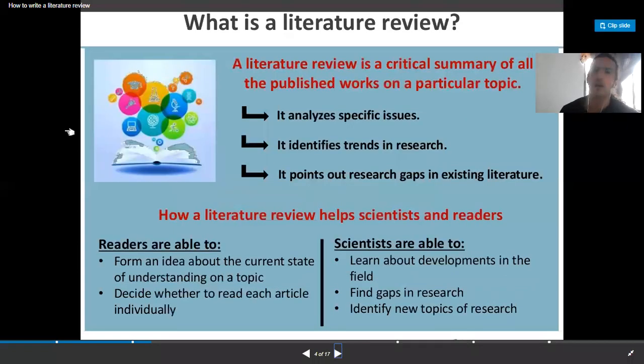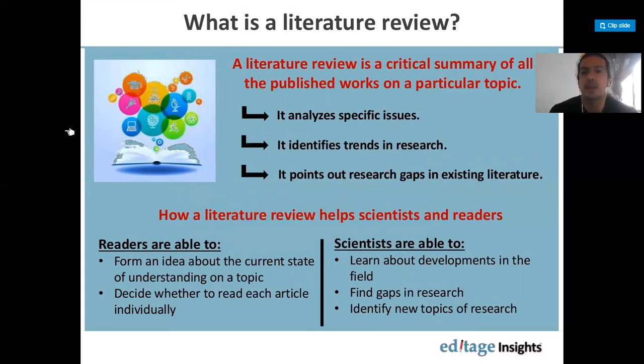Okay. So in the end, what is the literature review? As we see right here, this is a critical summary of all the published works on a particular topic, but not only a summary. We have to see, for example, in which way this is going to contribute to the justification and to the research objectives, right? Why? Because we're going to analyze the specific issues, identify trends in the research, and see if there are gaps in the existing literature, something that has not been researched and that we can contribute to.